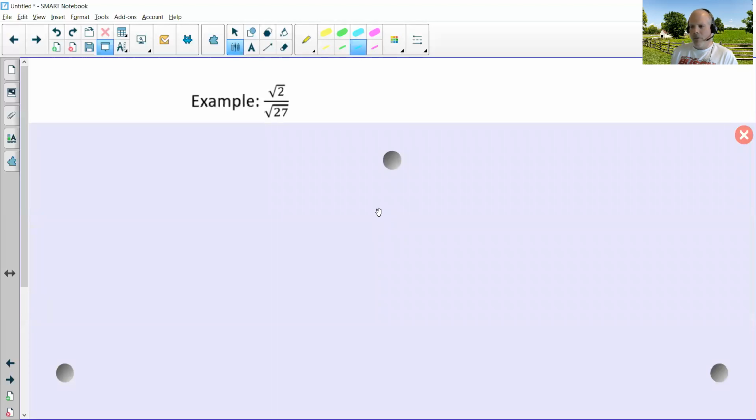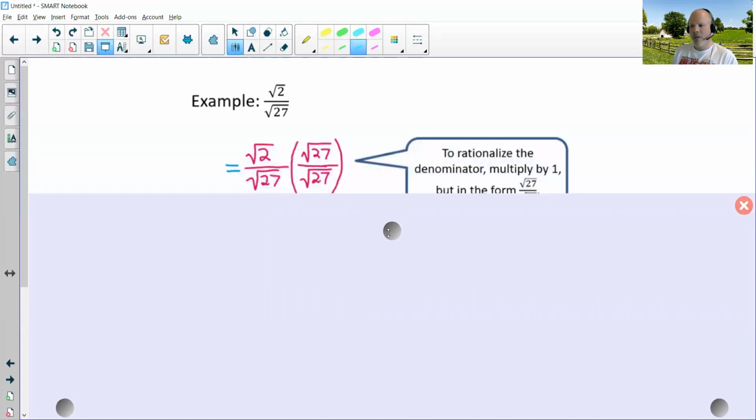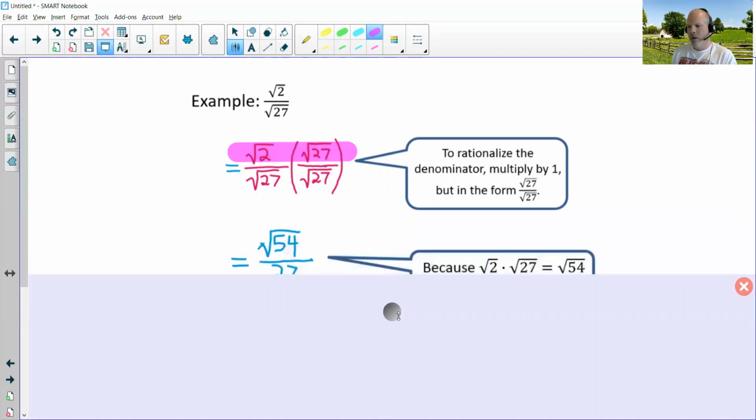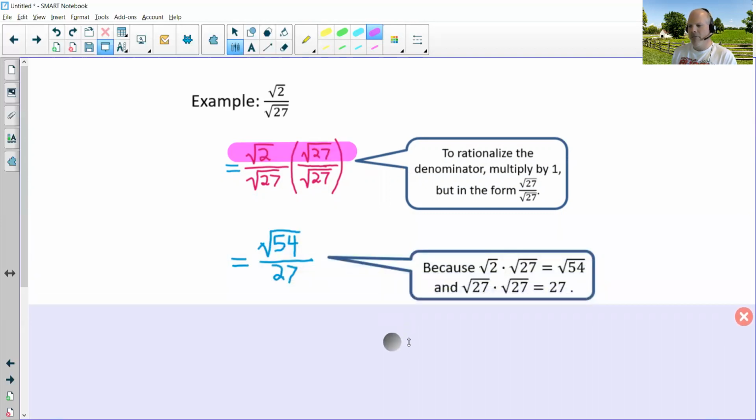Here's another example. I have square root of 2 over square root of 27. So just like we did before, we're going to multiply by 1, but this time in the form of square root of 27 over itself. Just like we did before, we're going to multiply straight across, and I get square root of 54 over 27.